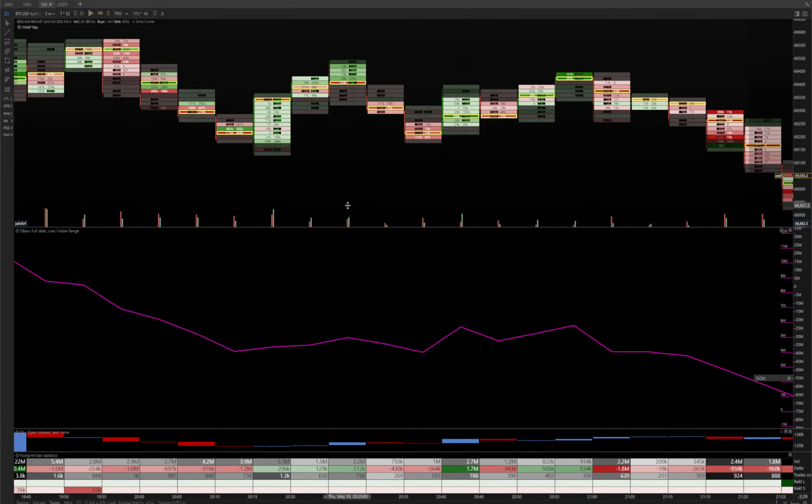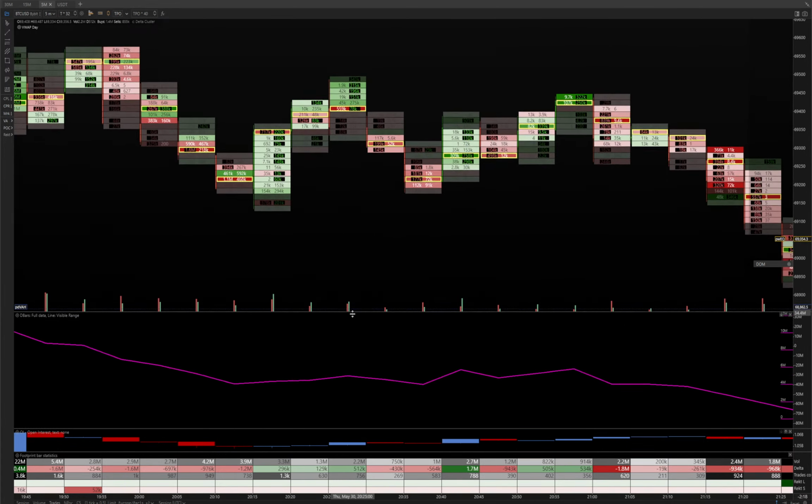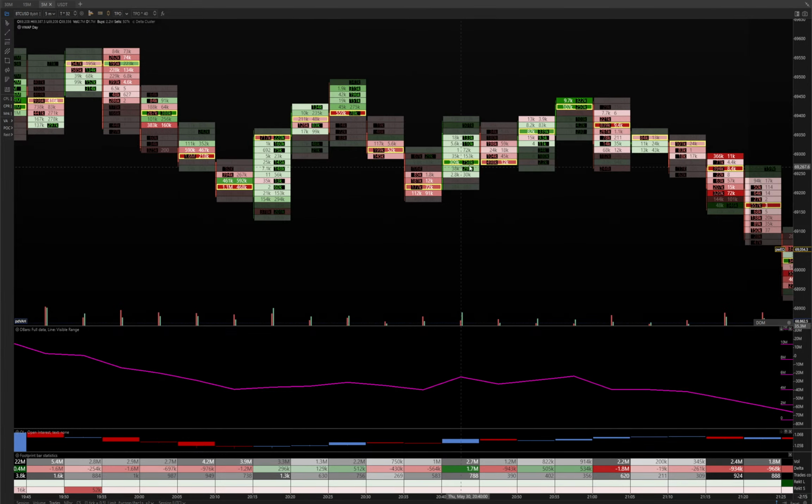You have this very nice higher high, higher high, but on the open interest we have a high, lower high, lower high. So we have a divergence. It means that we have some limit shorts absorbing all the longs here.